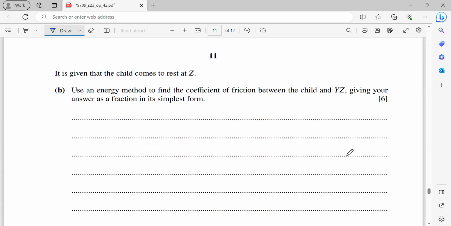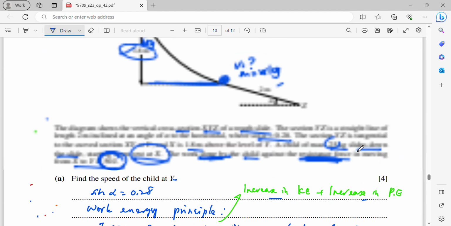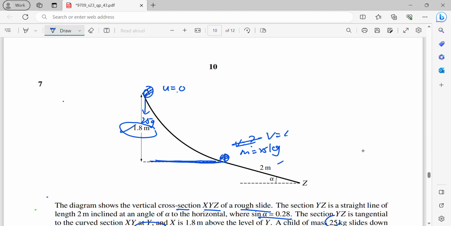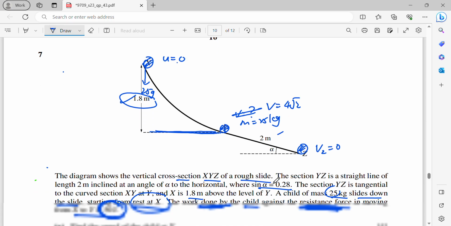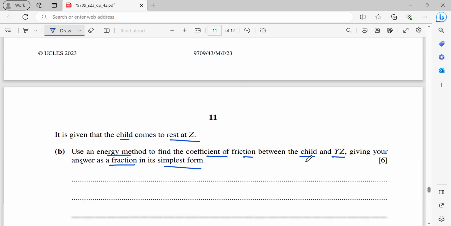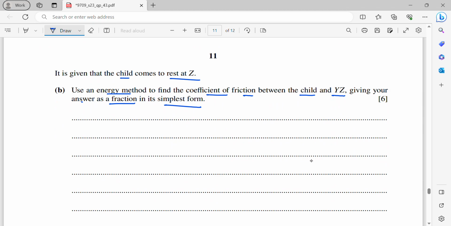Now, it's given that the child comes to rest at Z. Use the energy method to find the coefficient of friction between the child and YZ, giving your answer as a fraction in its simplest form. So now we have found the v just now, which is 4 root 2. So here v equals 4 root 2. But when it comes to Z, the v becomes 0. So from here, use the same formula again, but now I will write work done against friction, because now we have friction.